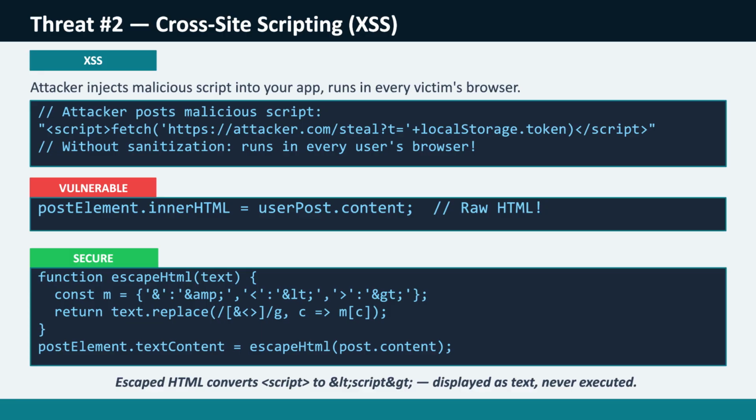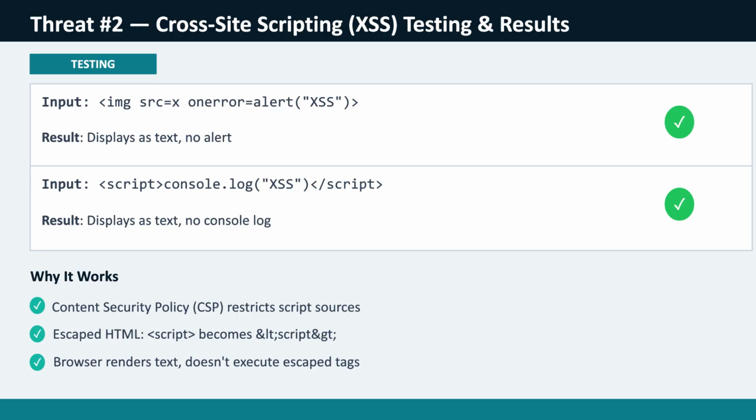This means converting special characters like those in the slide, so they are displayed as text rather than executed as code. Every post, comment, and user input in our system goes through this escaping function before being displayed. We tested cross-site scripting extensively by attempting to inject various scripts. Every attempt failed safely. The escaped HTML ensures that malicious code appears as plain text.